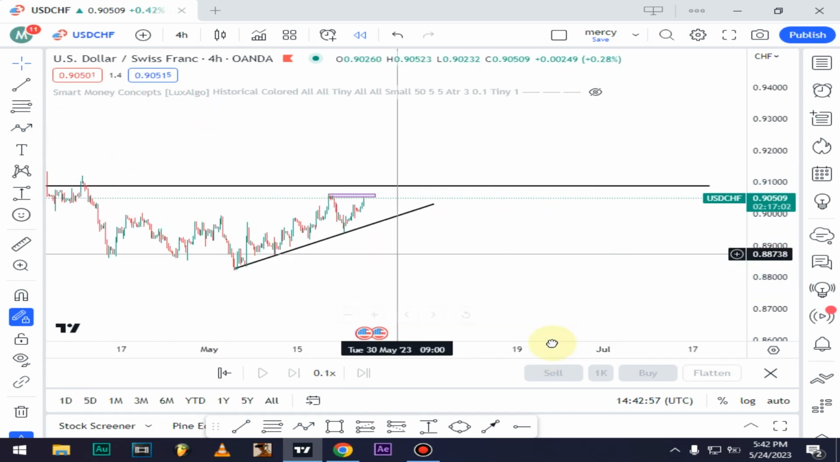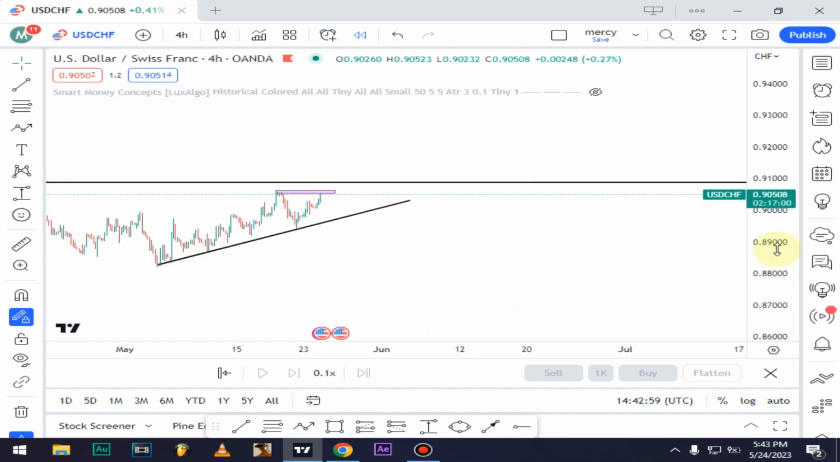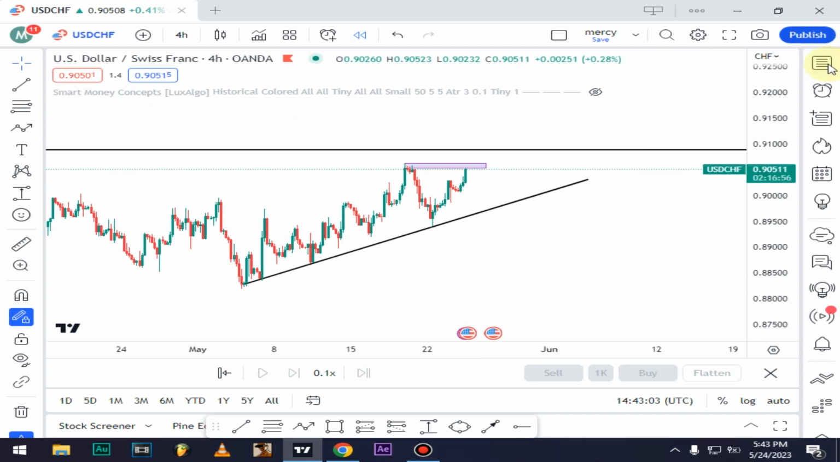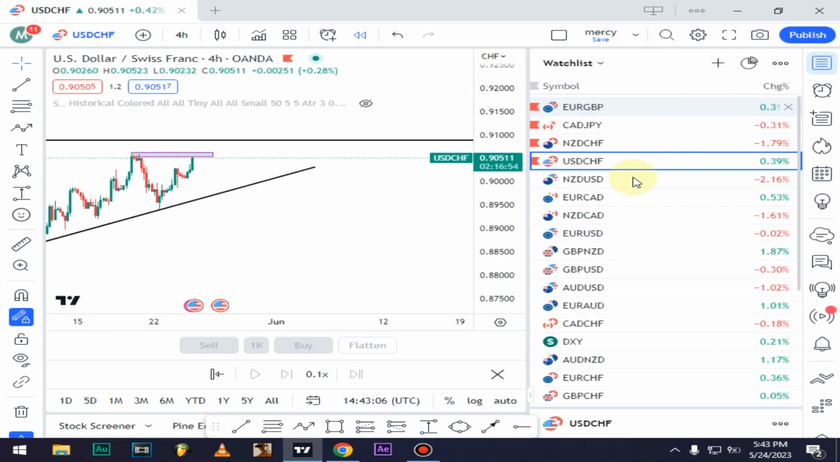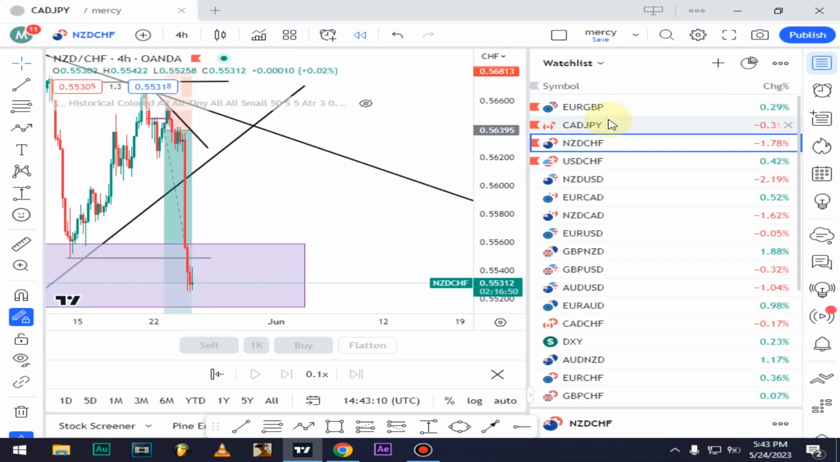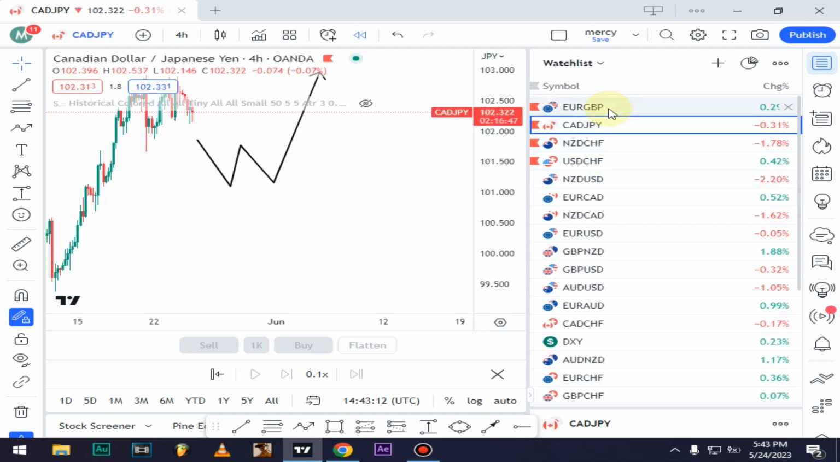So that's easy, guys. I've not taken this entry yet, I'm just waiting for that to happen. And also I have to see the lower time frame. The 1 hour and the 15 have already started showing me a downtrend, lower low and lower high. So that's easy.